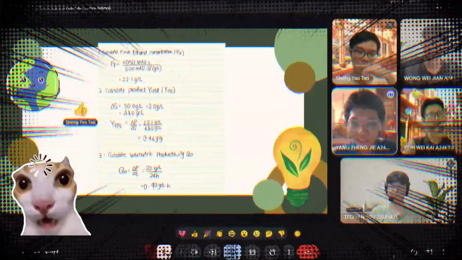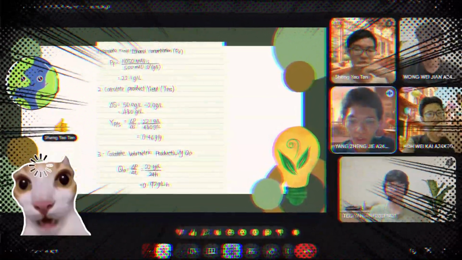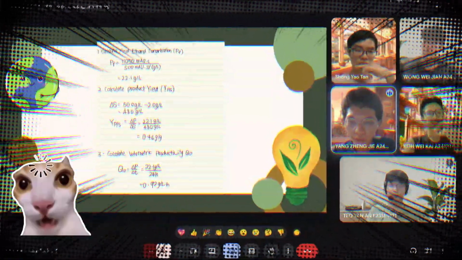Then step 2 is to calculate the ethanol yield. First, we determine the total substrate consumed, which is delta S, by subtracting the final residual glucose from the initial glucose concentration. We get 48.0 gram per liter. Now we divide the net product formed by the net substrate consumed. Then we get an ethanol yield of 0.46 gram per gram. It means 0.46 gram of ethanol is yielded when 1 gram of glucose is consumed.